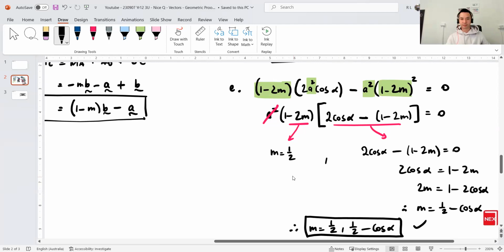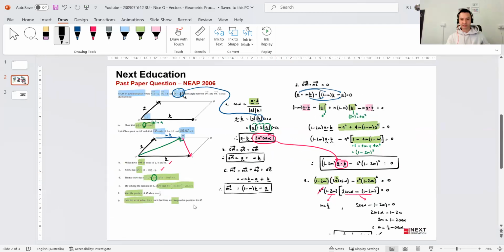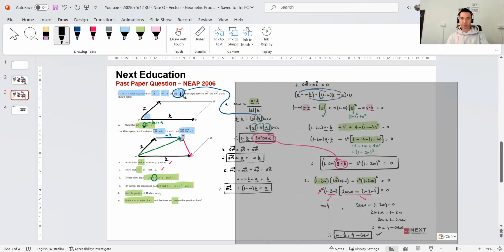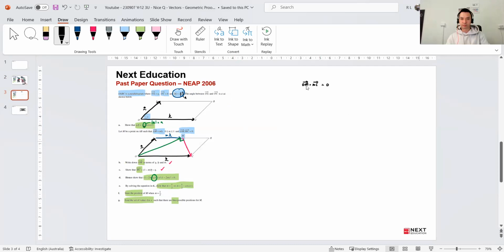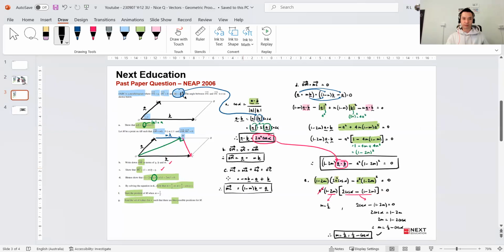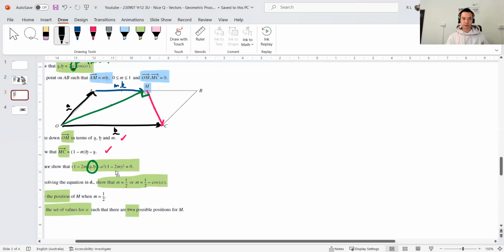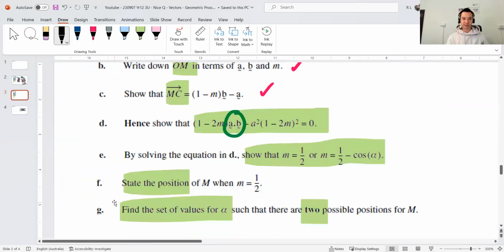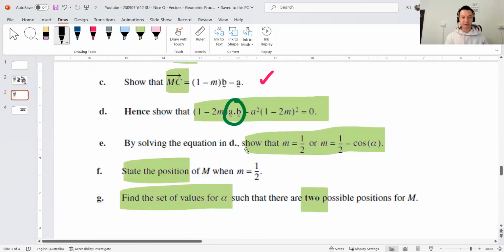Yeah, now, I've run out of space, so I'm just gonna copy this over to the next page. Let's remove all this. Okay, I'll zoom in. Now, what's my next question asking? State the position of M when M equals a half.